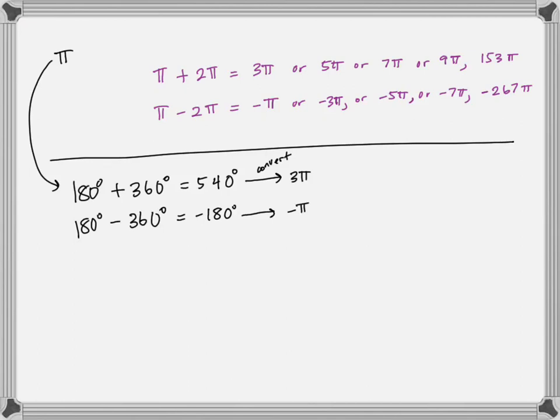So if you're more comfortable in degrees, you can convert to degrees, find your coterminal angles, but then you have to convert them back to radians by multiplying by pi over 180. All right. Okay, so there's coterminal angles, and that should get you through your 5A homework.